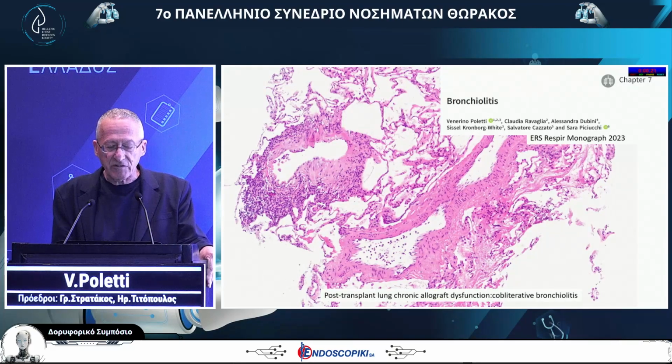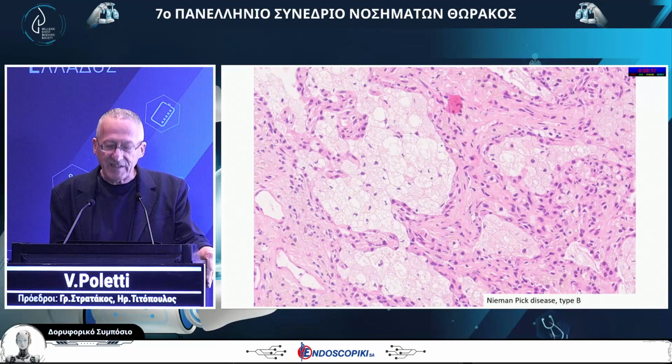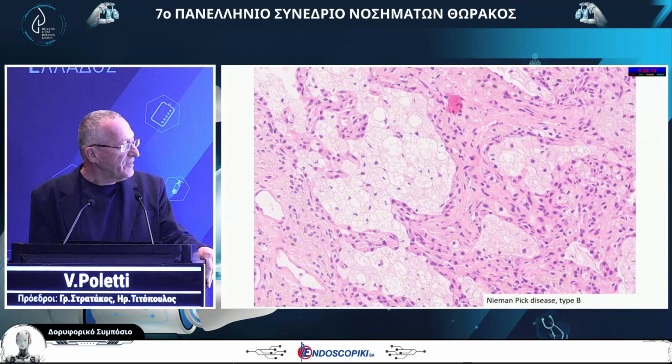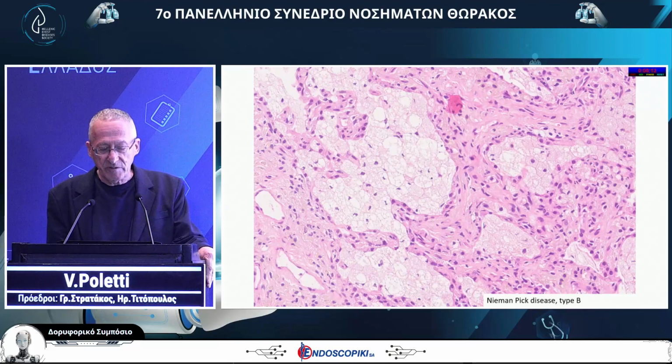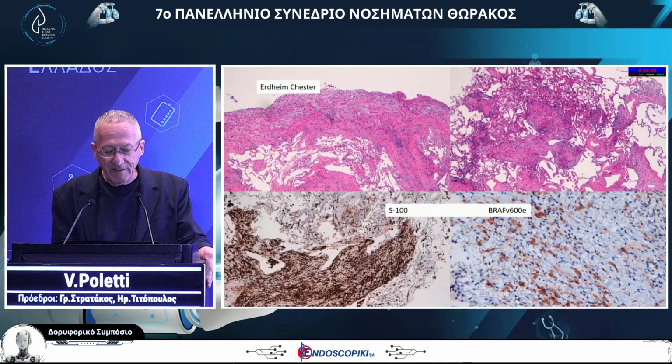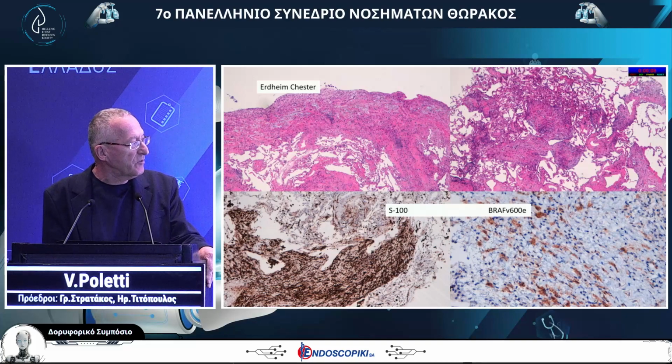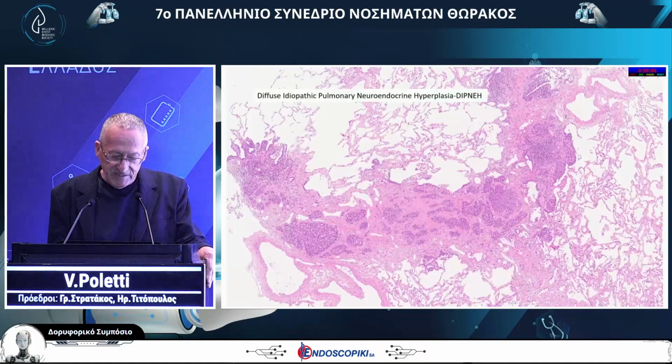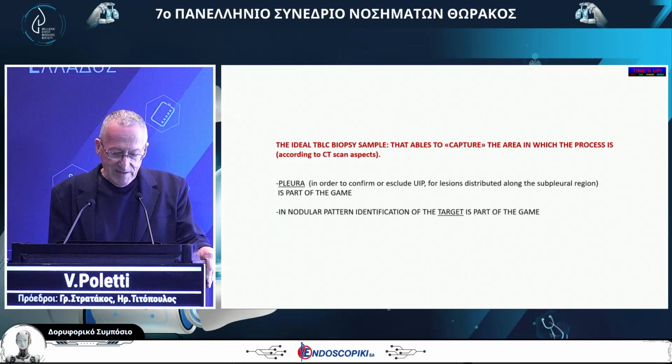So cryobiopsy could be interesting also in collagen vascular disease. This is a diagnosis of bronchiolitis after lung transplant, and this is a very rare case of Niemann-Pick disease type 2, and the diagnosis was made first by cryobiopsy, and this is Erdheim-Chester disease with immunohistochemistry, and even NGS. We had NGS, and this is a diagnosis of deep neck.